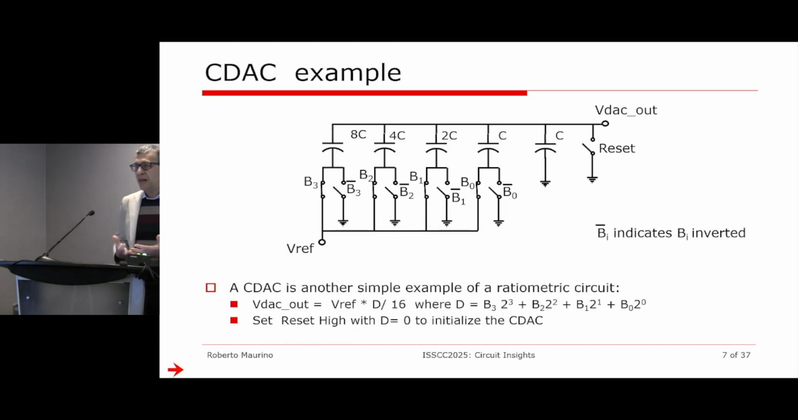This is another example. This is a capacitive DAC. This is kind of the equivalent of the resistive DAC that Ali just showed previously. You can look at this just as a divider. And again, if all the capacitors change by the same percentage, the transfer function of your DAC doesn't change.